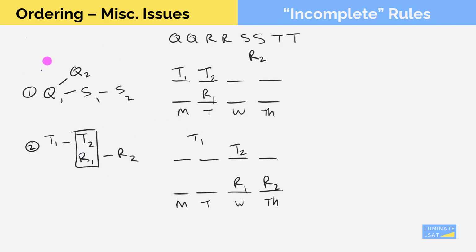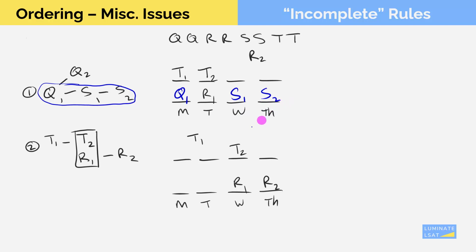Let's turn to rule number 1. Q1 has to come before S1, S2, and Q2. Do you notice that we need to have 3 horizontal spaces here to accommodate Q1, S1, S2? So that means that Q1 will have to go on Monday like this, and the S's will have to go like this. You gotta have the 2 S's on Wednesday and Thursday.